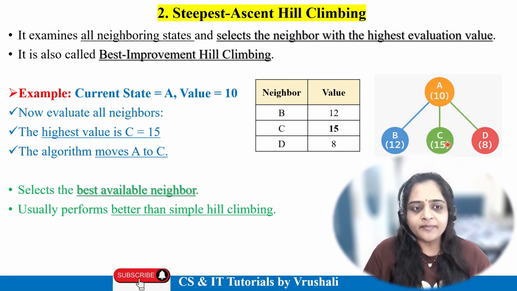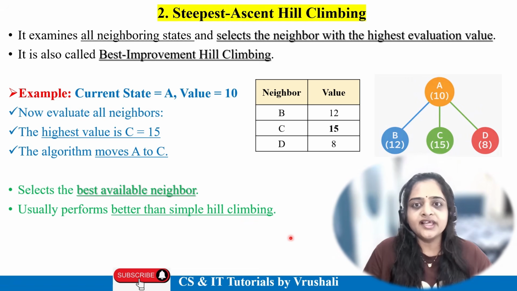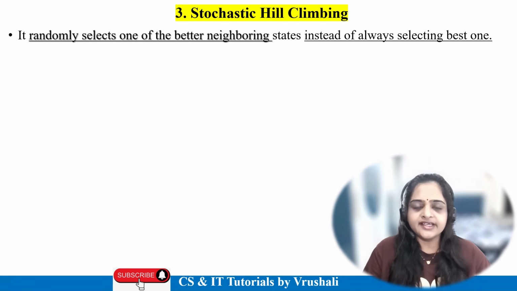So basically what happened here is that steepest ascent hill climbing selects the best available neighbor as per the highest evaluation value. So it usually performs better than simple hill climbing, because simple hill climbing chooses the first one, but steepest ascent hill climbing visits the best one from among all three neighbors. Got it?